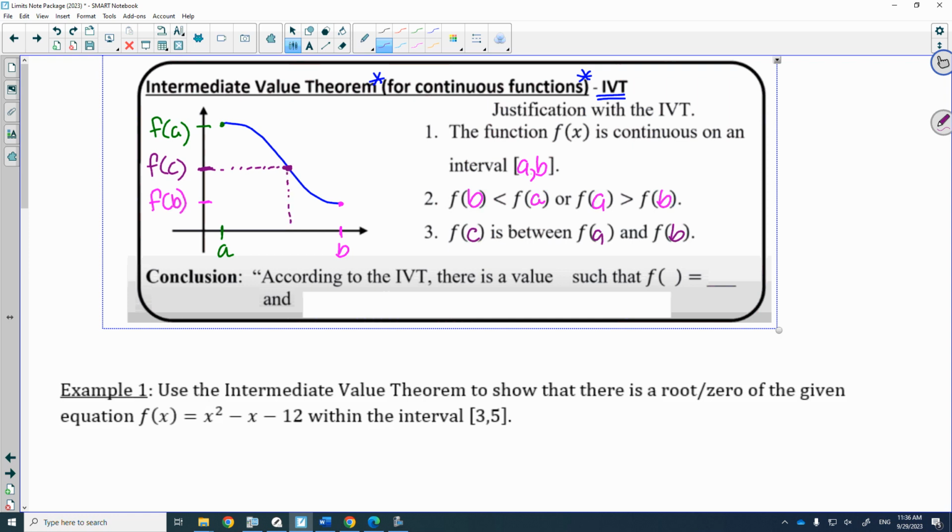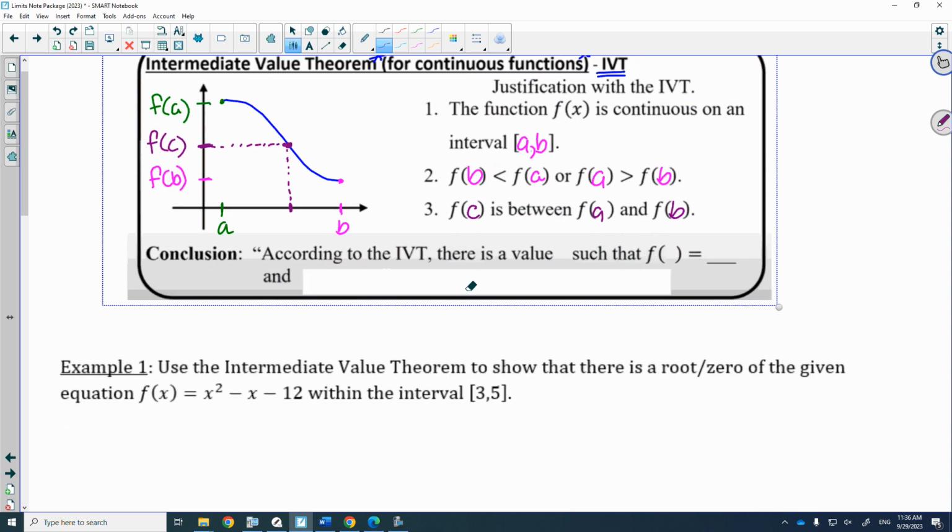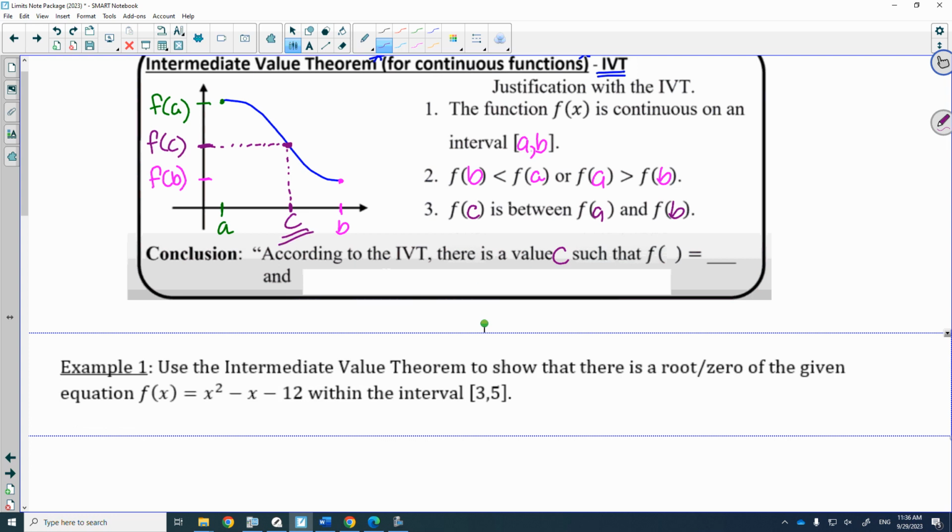If it's between, do you agree? Okay, so it says, according to the intermediate value theorem, there's going to be a value of c. This is going to be my value of c, such that f of c is equal to some number. So f of c would be, this would be c right here. And do you agree that c will be between a and b? That's what we're going to be proving with this intermediate value theorem. This number is going to change for every question. And it's going to be what we're trying to determine.